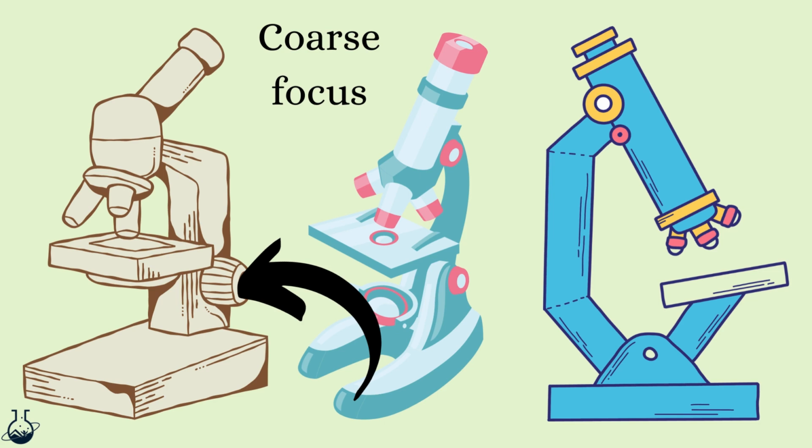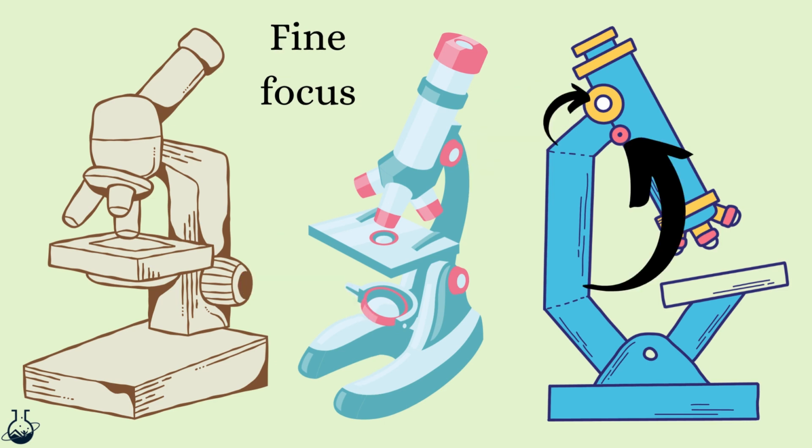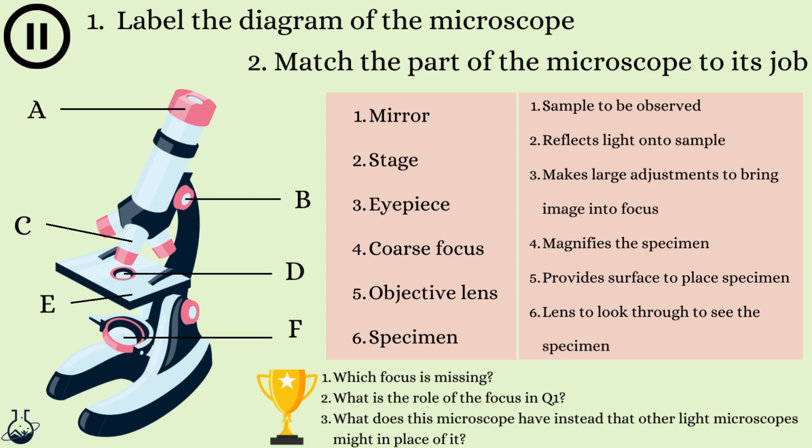A coarse focus to bring the image of the sample into focus using large adjustments, and the location of this might vary depending on the microscope. And a fine focus to make small adjustments to bring the image into focus. Pause the video here and label structures A to F on the microscope using the labels 1 to 6. Then match the structures 1 to 6 to the rows of each part 1 to 6 on the right. If you finish, try the challenge.